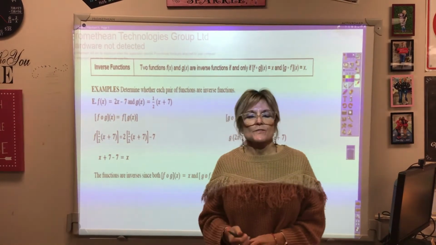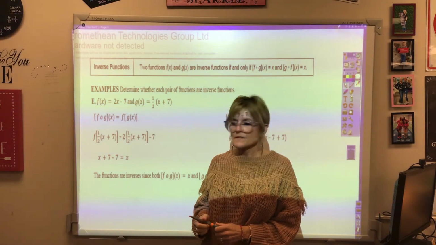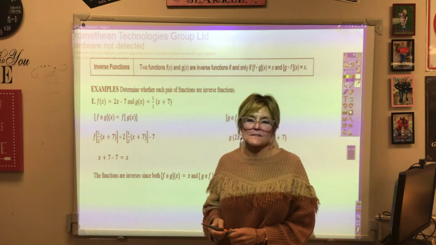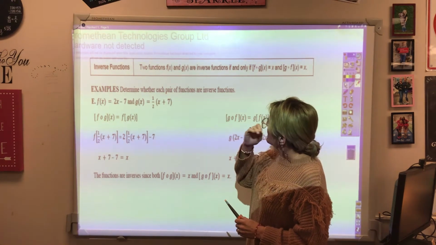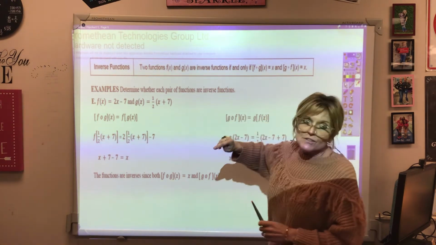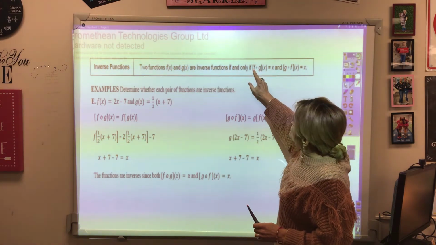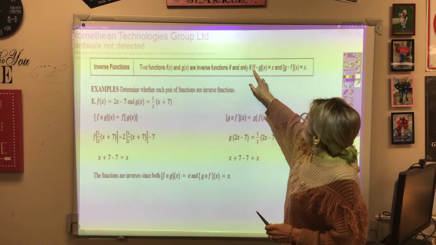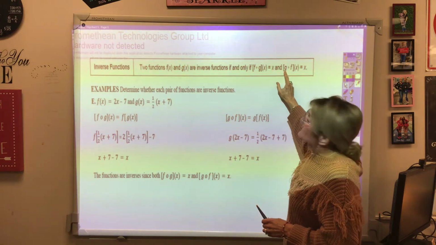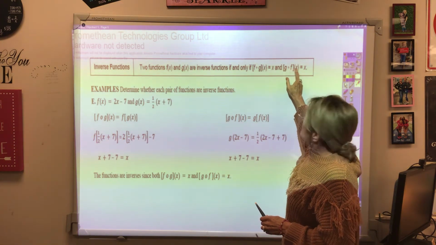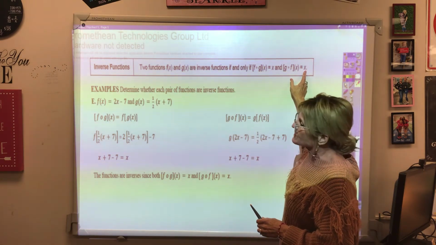Hi class, today we're going to finish up the second page of section 6.2, which is the inverse functions. What we're going to learn to do today is to determine whether a pair of functions are inverses or not. They are inverses if you take f of g of x, and that equals x, and then you try g of f of x, and it must also equal x in order for the two functions to be inverses.